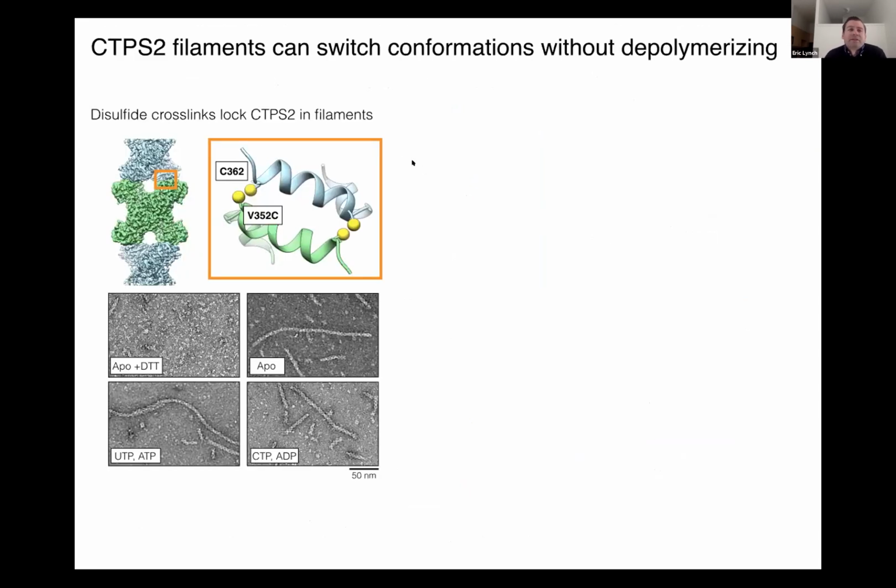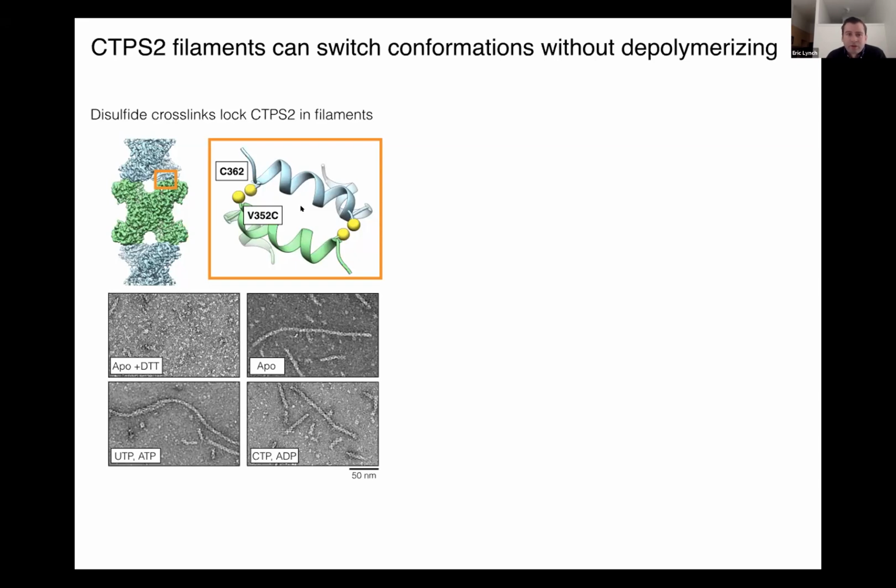And so this made us consider that potentially, because the filaments are in different conformations but they're assembling by the same contact site, maybe intact filaments could morph between these two conformations without disassembling. And so to test this, what I did was to covalently lock the filaments by engineering disulfide crosslinks at the filament interface.